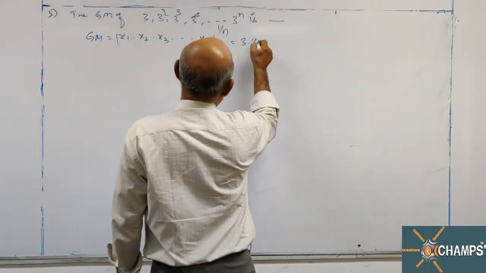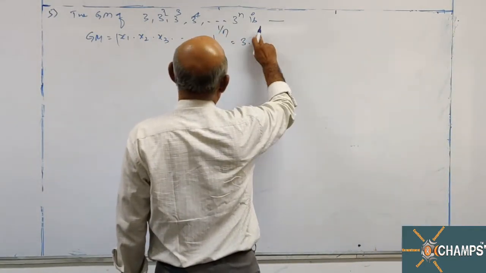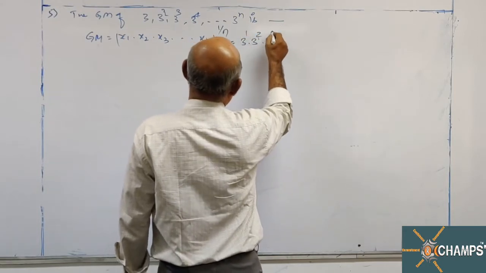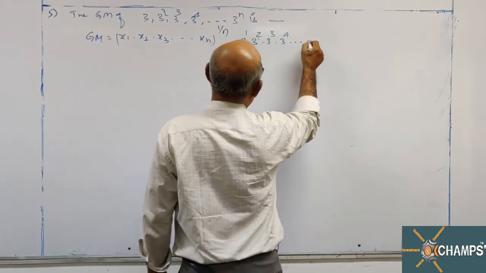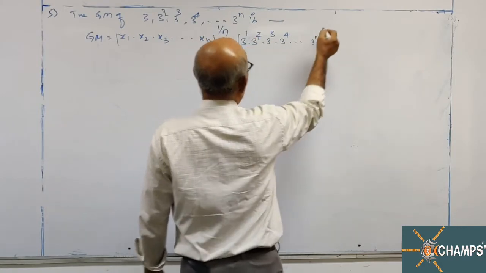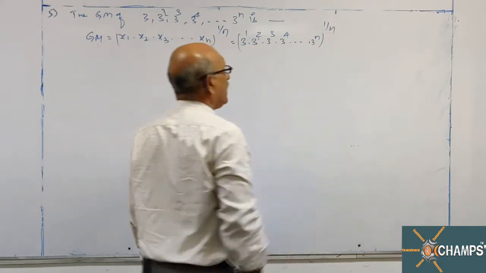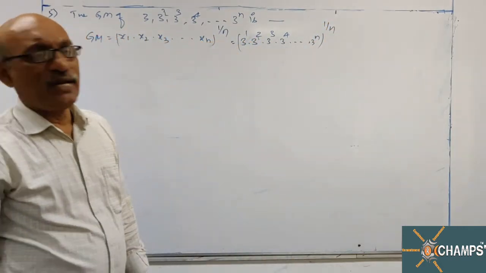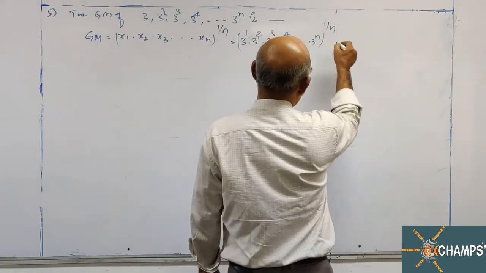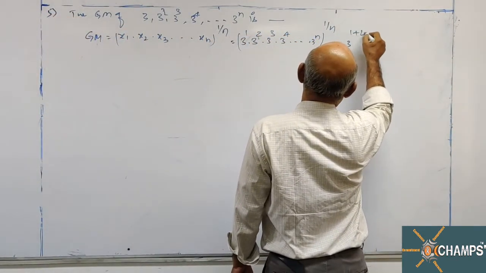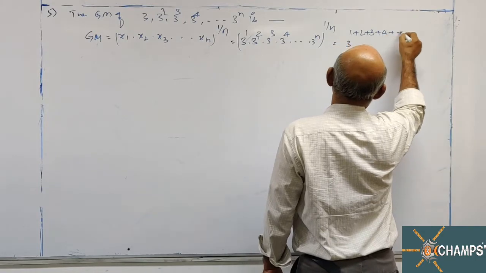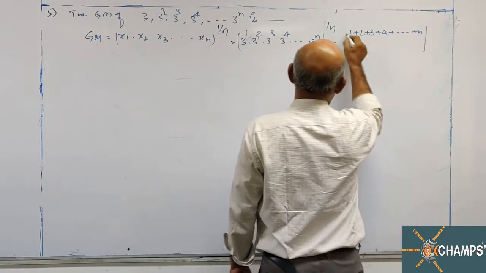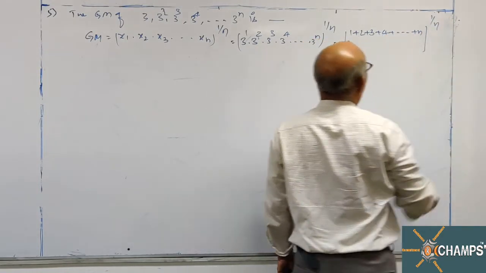So this is 3 into 3 power 2, 3 power 3, 3 power 4, etc. 3 power n whole to the power 1 by n. Inside the brackets we are multiplying the terms. So bases are equal, powers can be added. Whole to the power 1 by n.